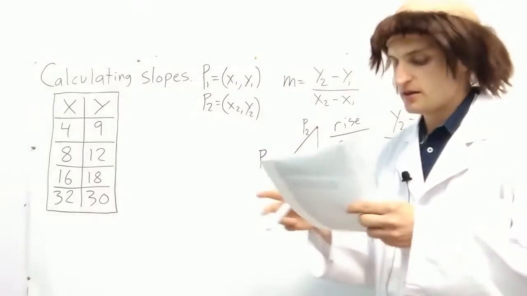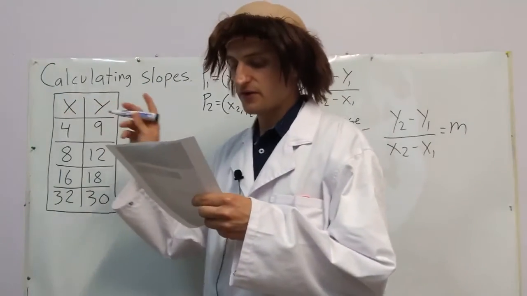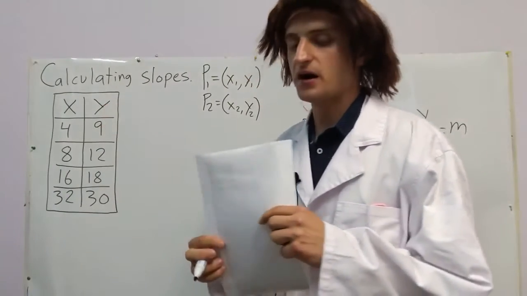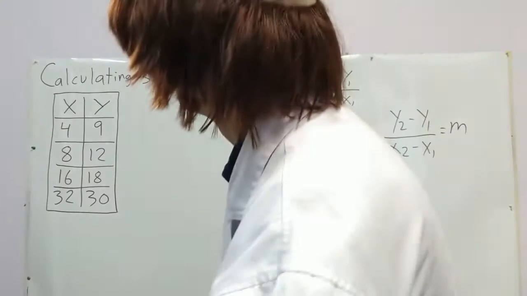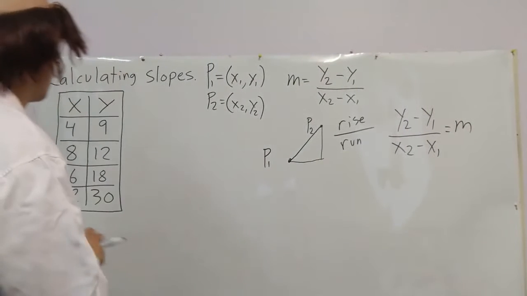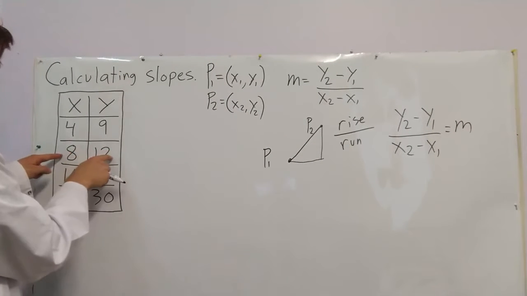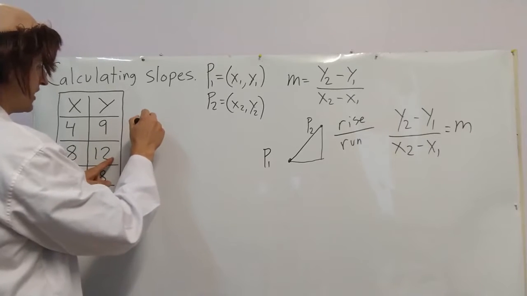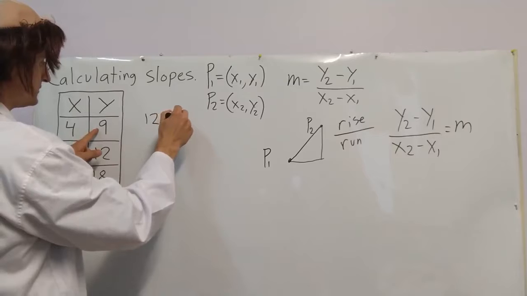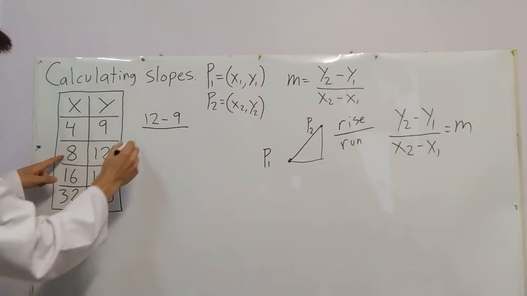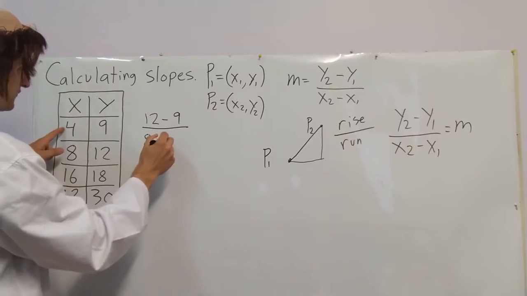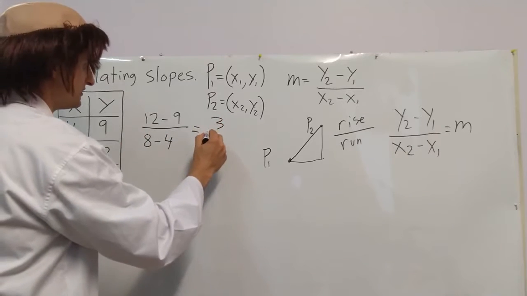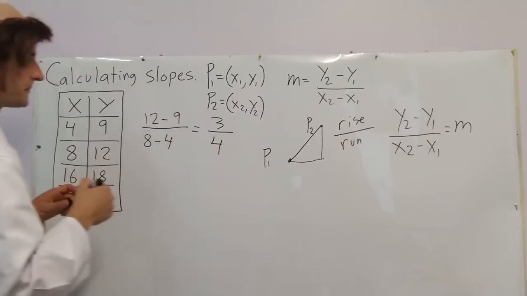So here, x is the number of carnival ride tickets, and y is the cost in dollars. So let's find the slope. We'll call this point 1.2 and this 1.1. So we'll go 12 minus 9 divided by 8 minus 4. This equals 3 divided by 4.